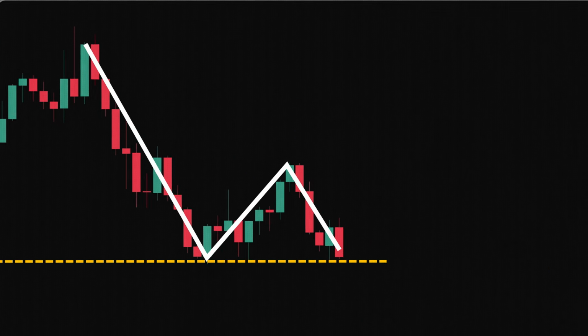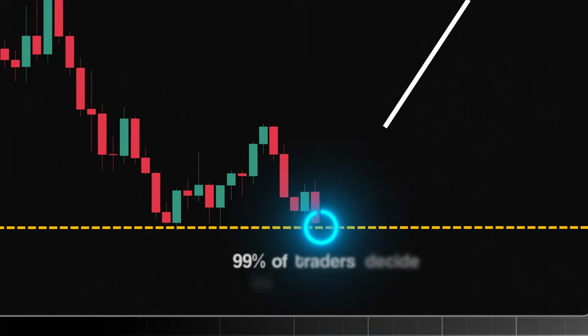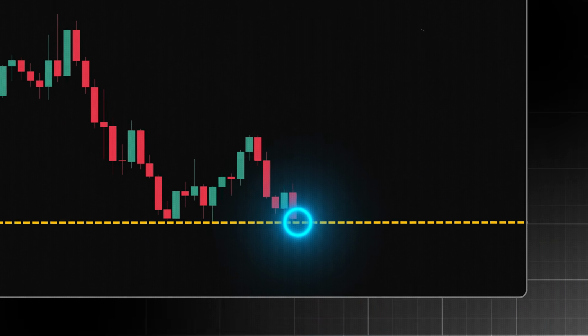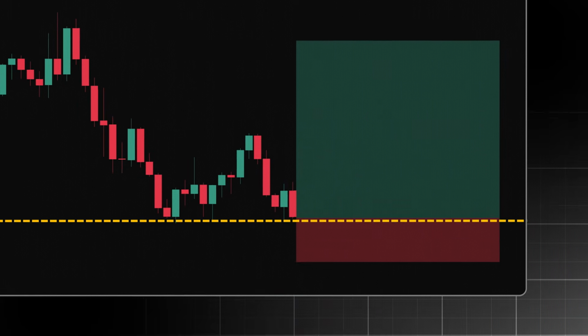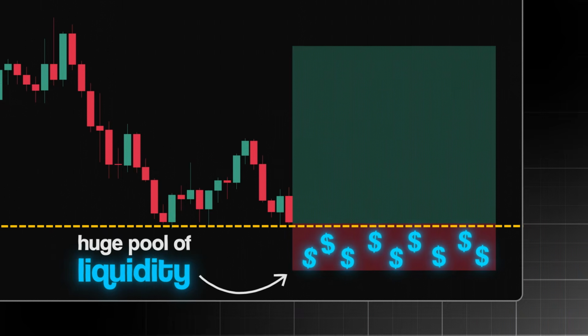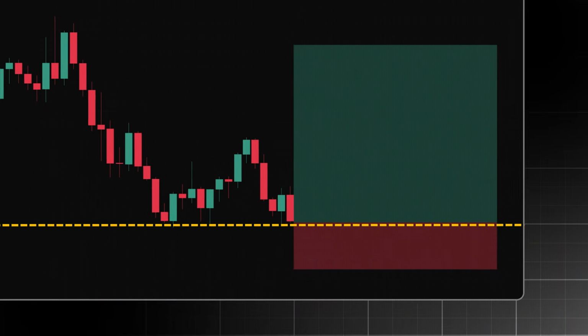Imagine you spot a double bottom pattern on the chart. 99% of traders decide to buy at the bottom, expecting the price to move up. They enter long positions and place their stop losses just below the lows. This creates a huge pool of liquidity below that double bottom. So here's what happens next.